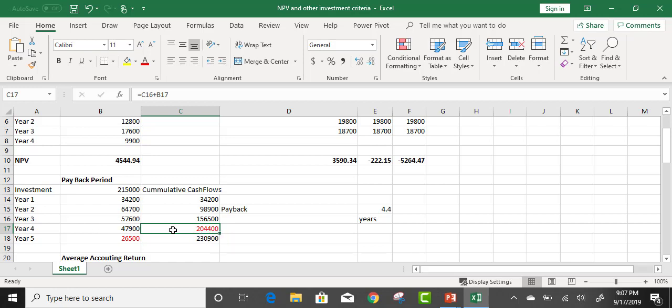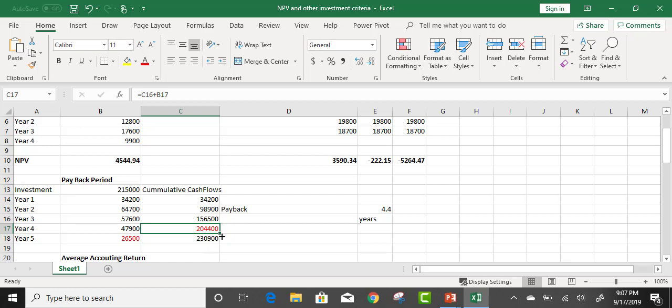So the total cash inflow and the cash outflow are not equal, and the payback period is also not the fourth year. But you can see the total cumulative cash flow in the fifth year is 230,900, which is greater than the cash outflow. It means that the project is able to recover its total cost of 215,000 somewhere in the fifth year. So the payback period will be after the fourth year, but before the end of the fifth year.